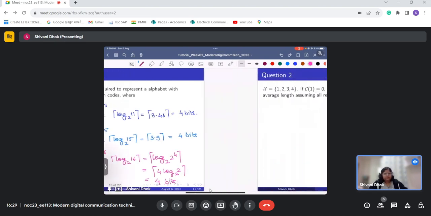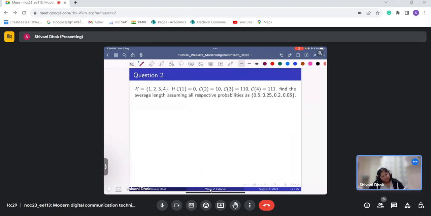Okay. So let's go to the second question. What we have been given here is the alphabet X which contains 4 symbols, that is 1, 2, 3, 4. And the code corresponding to 1 is 0, which means that the length corresponding to 1 is 1. This is a one length code. It is just represented by 0. It has a length 1.